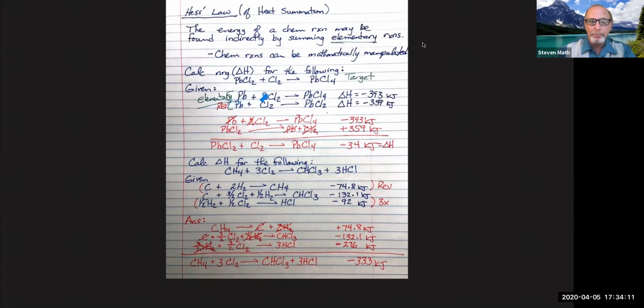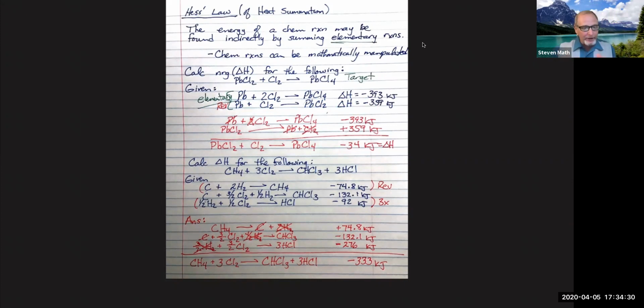So I have Pb plus 2Cl2 makes PbCl4. My enthalpy for that, negative 393. And then I have Pb plus Cl2 makes PbCl2. Enthalpy of that, negative 359.